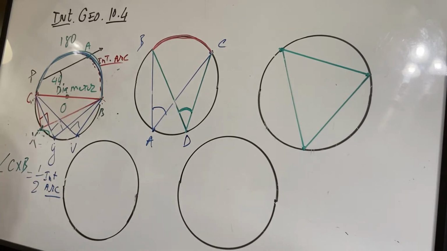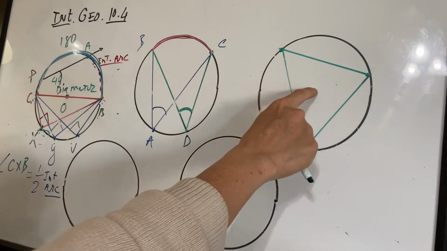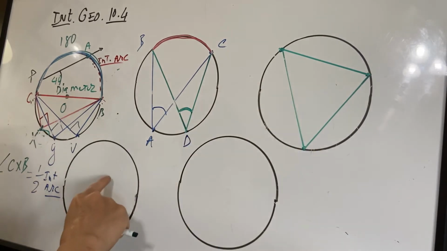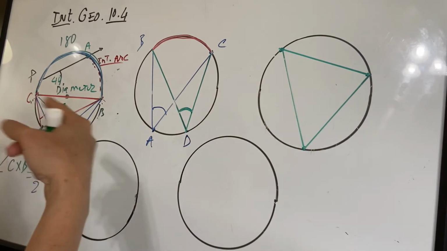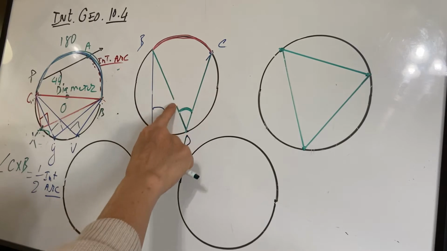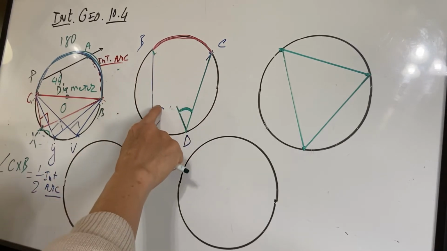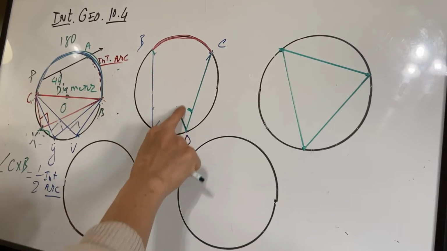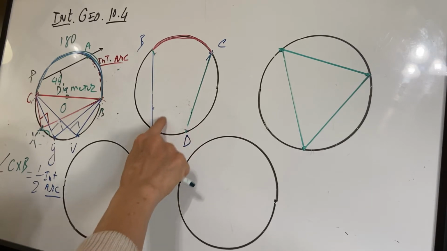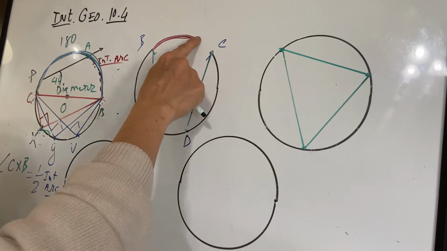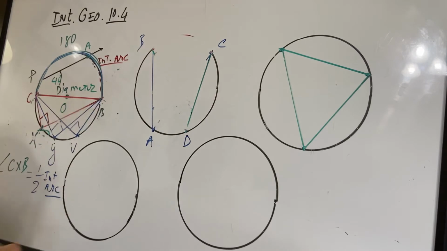How about we go to the 10.10 theorem, and now we're looking at the inscribed quadrilateral. Not just an inscribed triangle, but now we look at the inscribed quadrilateral. What does that look like? Okay, suppose I have a quadrilateral right here. All right, let's bring the circle back.